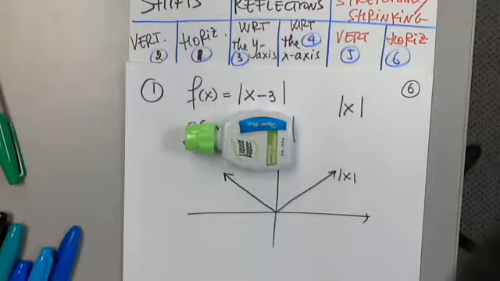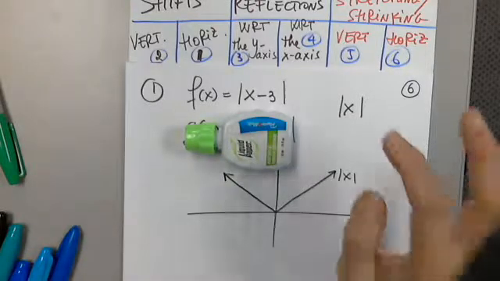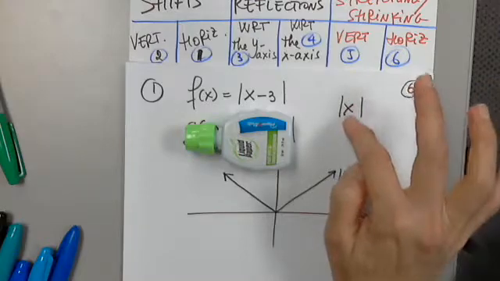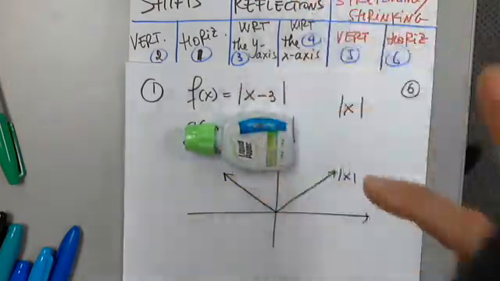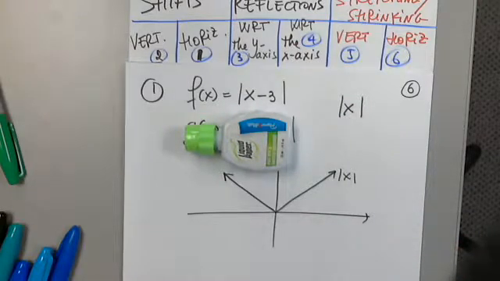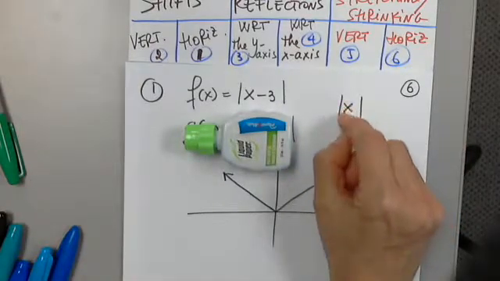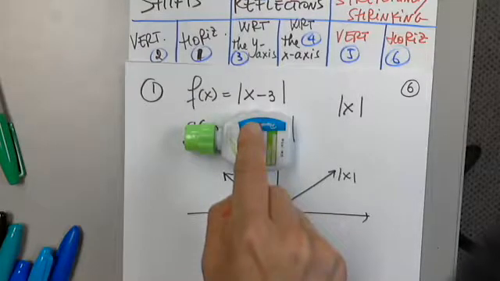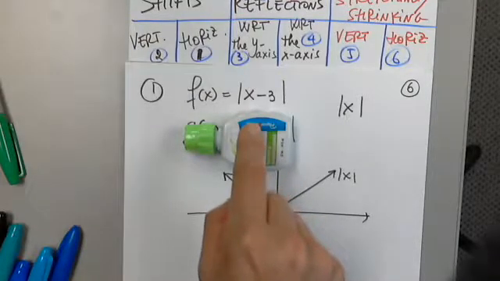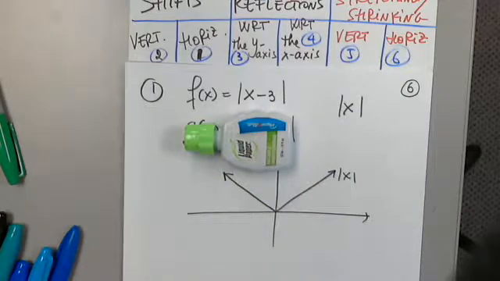I'm asking myself the first question. This was the base function, which is the absolute value of x. Now this is the absolute value of x minus 3. What happened here? What did I do? I created a change in x. In other words, I replaced x by x minus 3. So let's see what that does to the function.